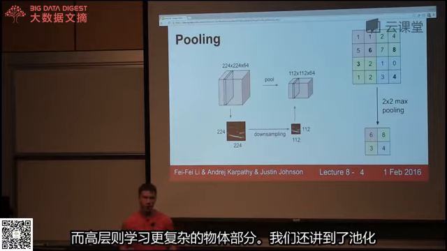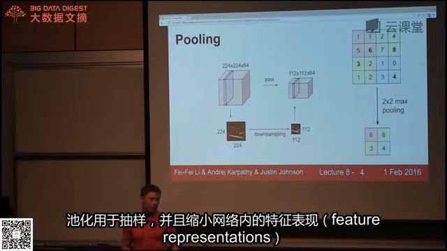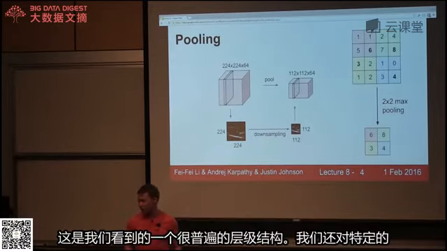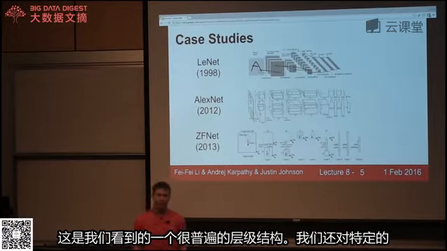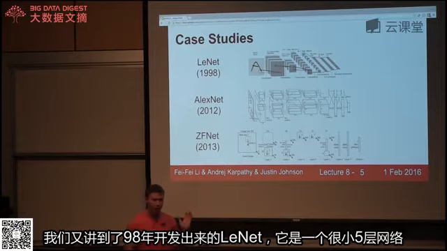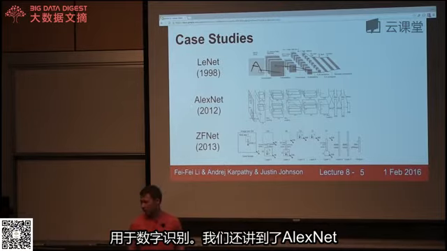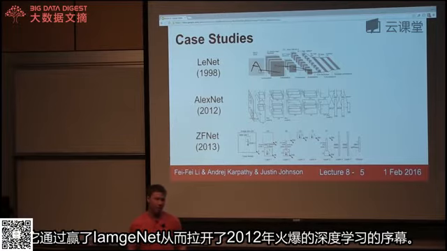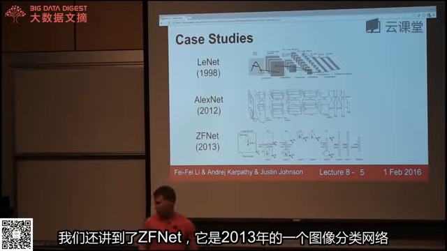We talked about pooling, which is used to subsample and downsize our feature representations inside networks. That's a common ingredient that we saw. We also did case studies on particular ConvNet architectures, so you could see how these things tend to get hooked up in practice. We talked about LeNet, which is from '98. It's a little 5-layer ConvNet that was used for digit recognition. We talked about AlexNet, which kicked off the big deep learning boom in 2012 by winning ImageNet. It was an 8-layer ConvNet.